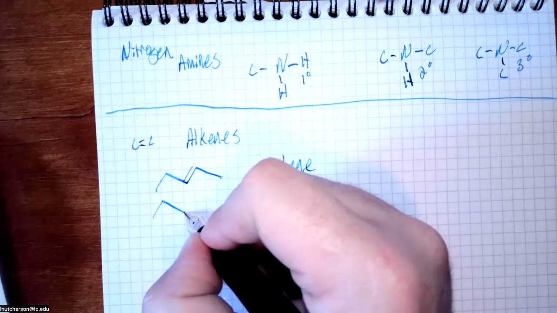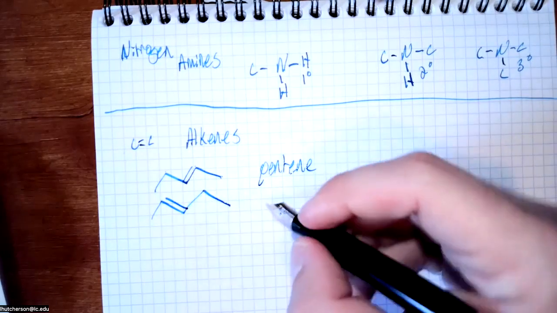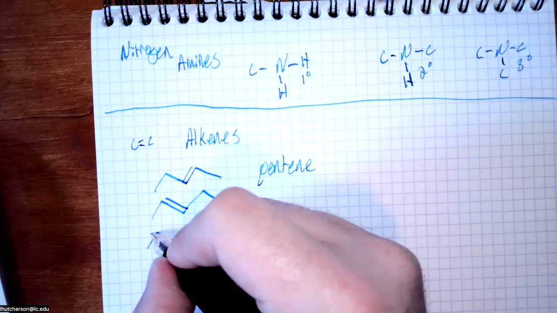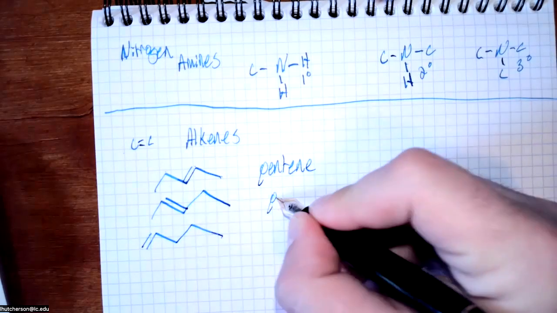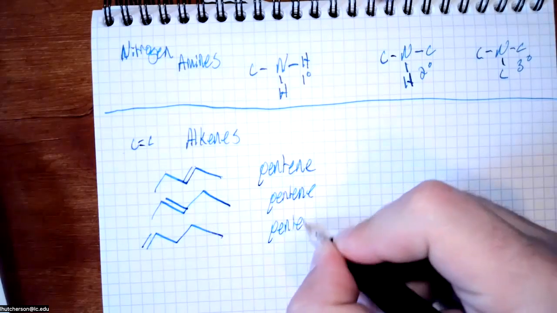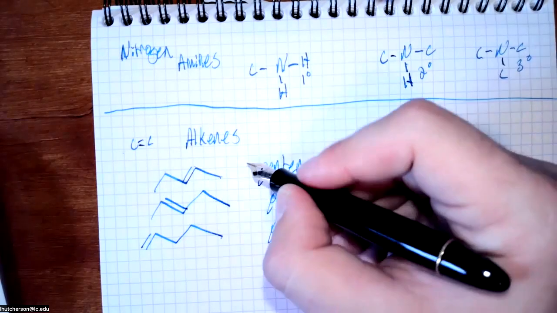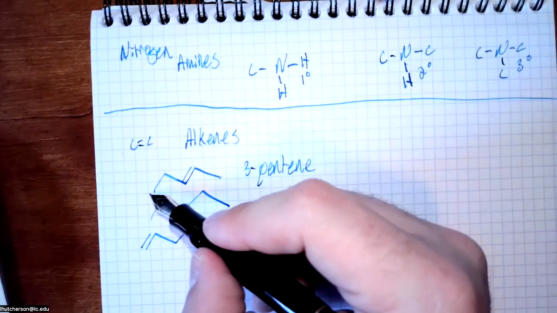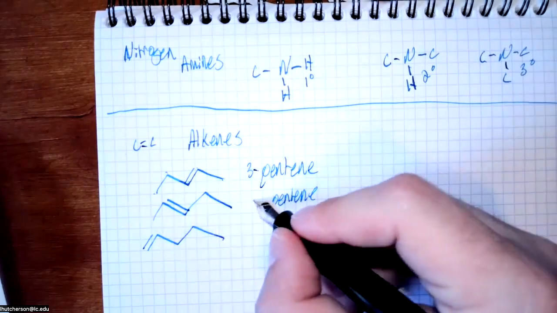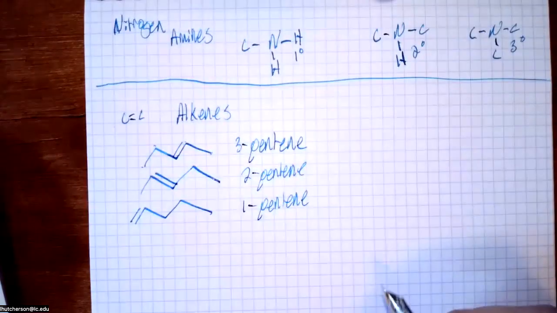But of course, there's always the question of, is this the same as this? Is that the same as that? Of course, the answer is very much a no. So we would call this 3-pentene. The double bond starts on carbon number 3. This would be 2-pentene, and this would be 1-pentene.